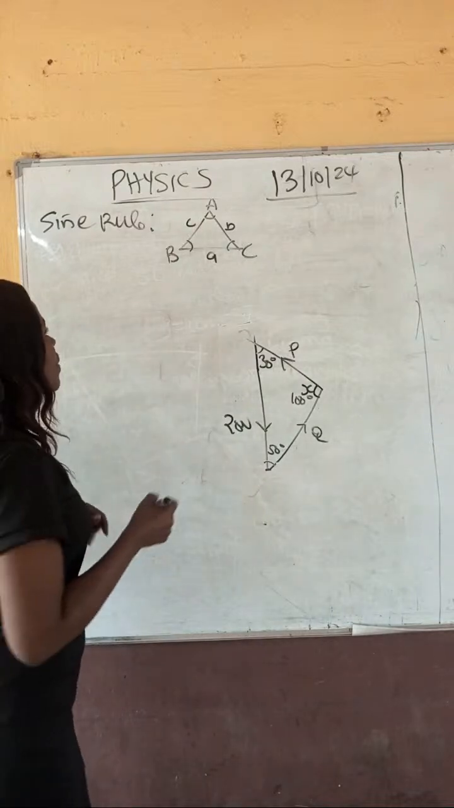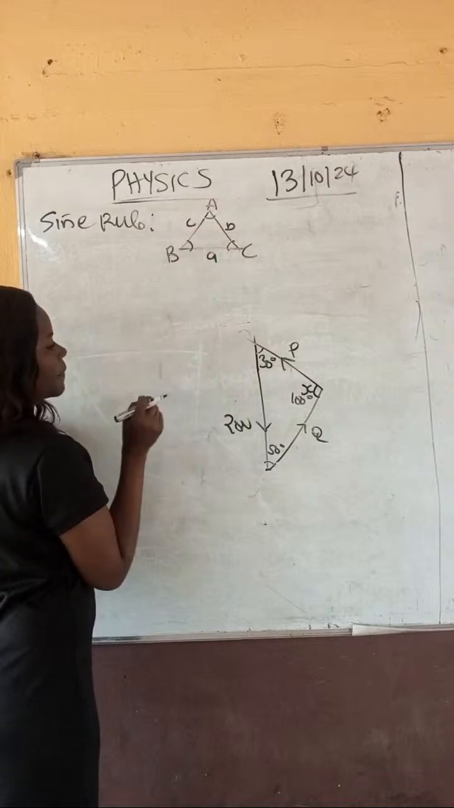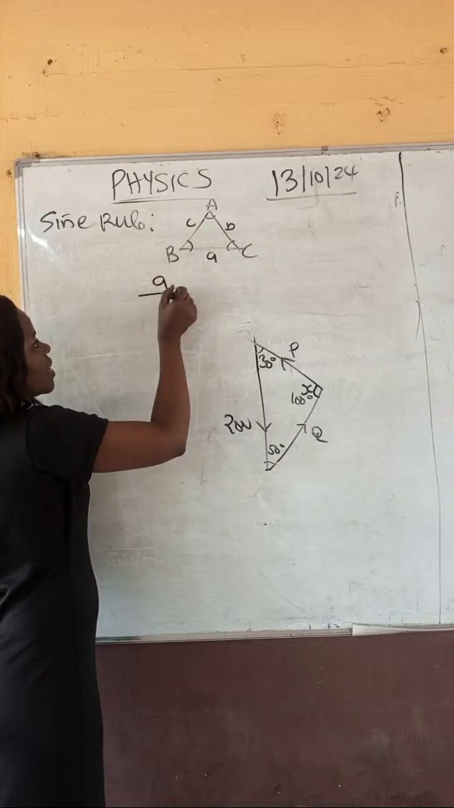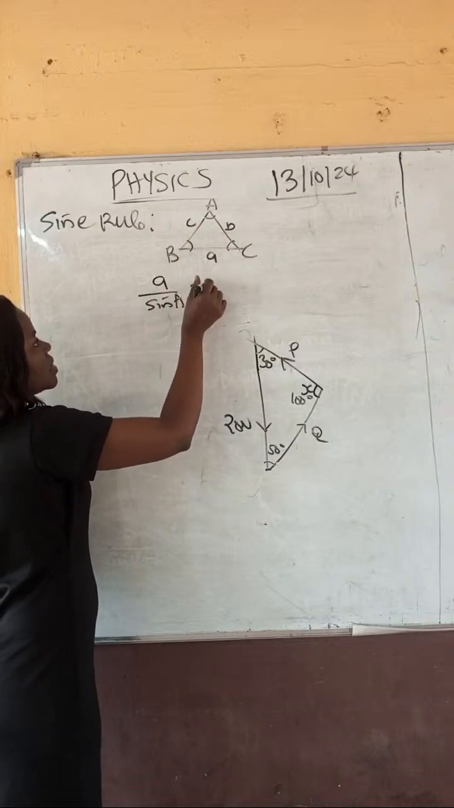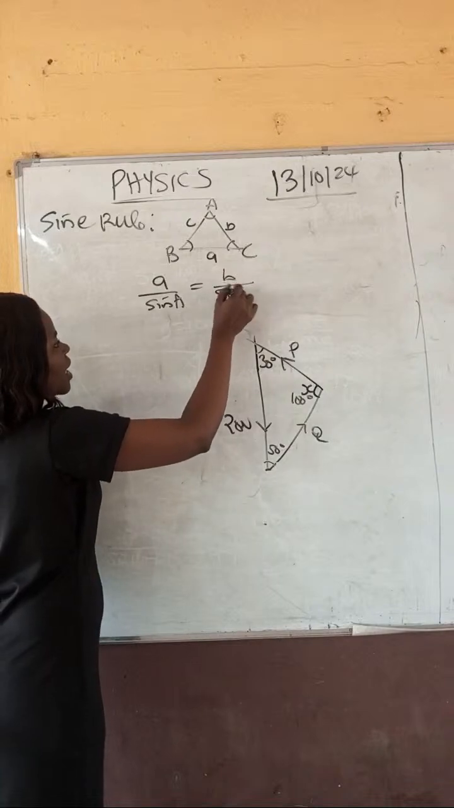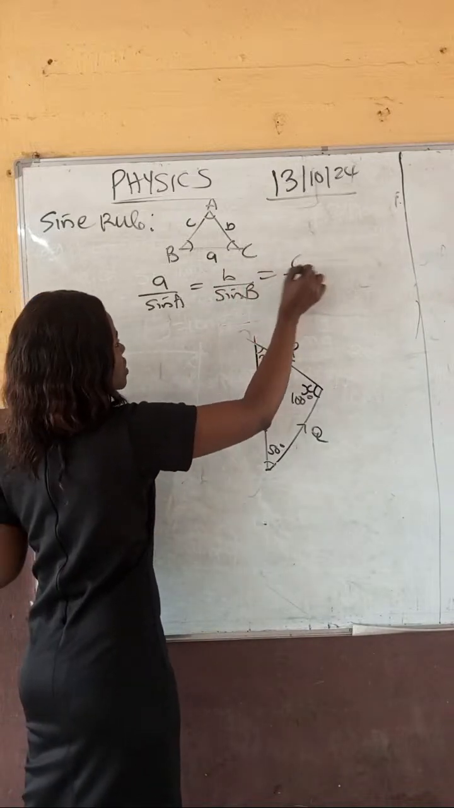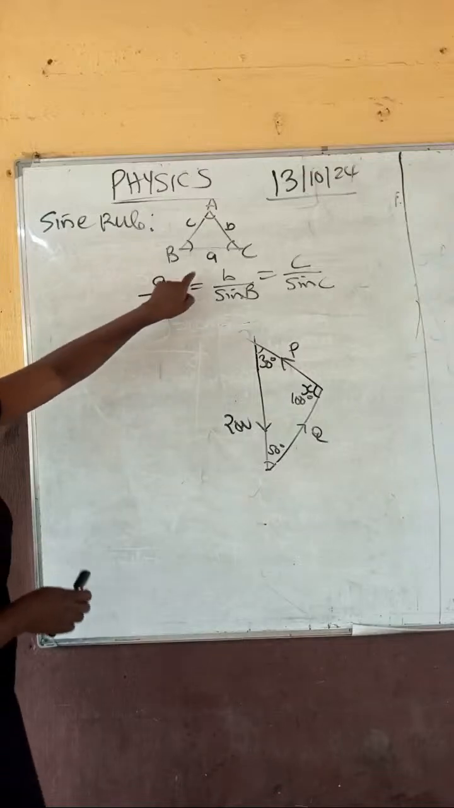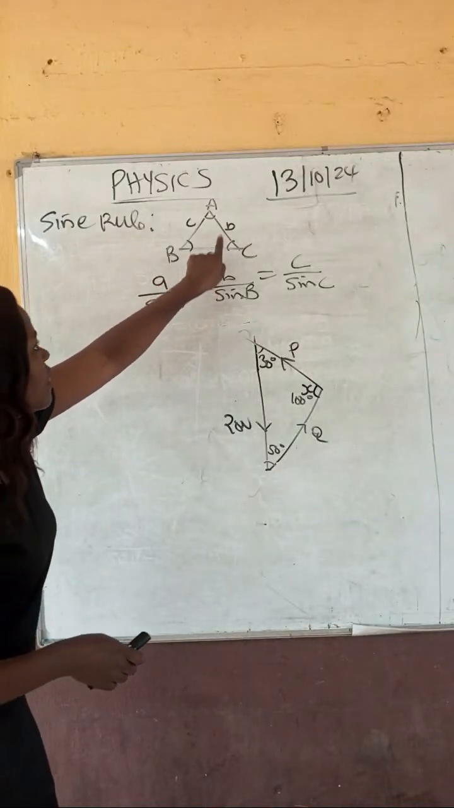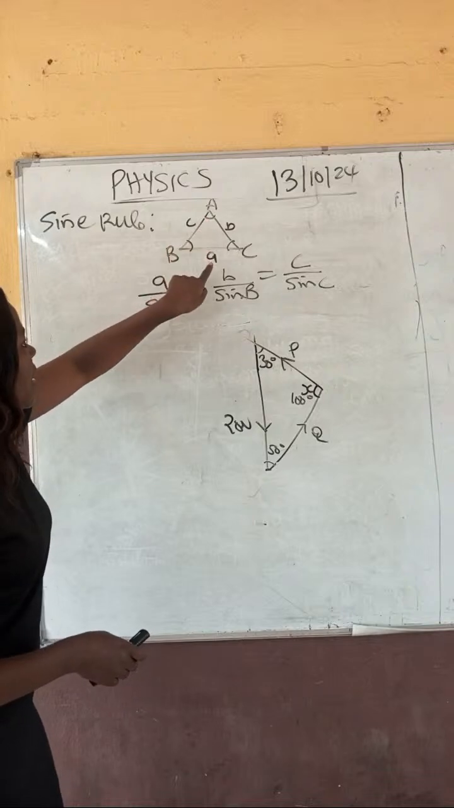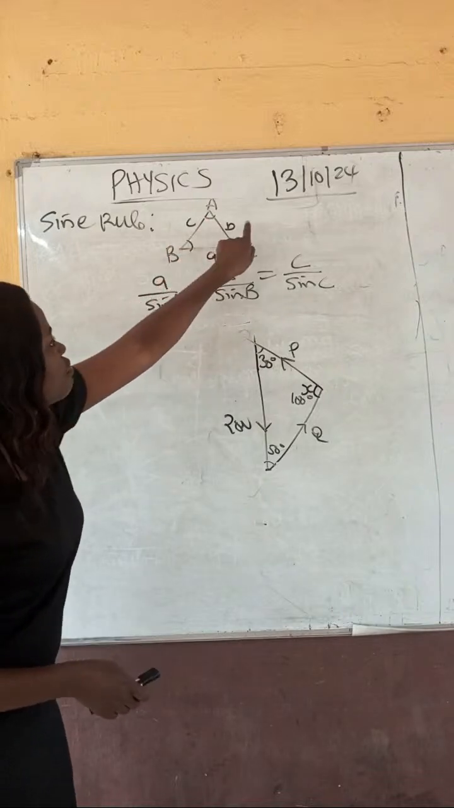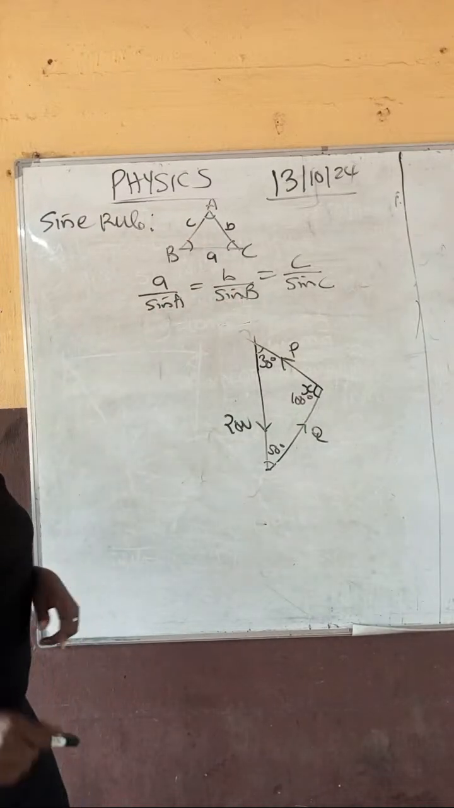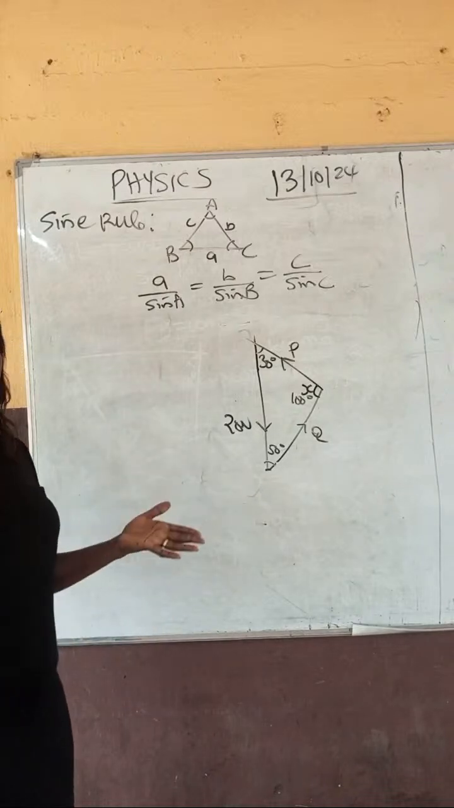Now, the sine rule goes this way. a over sine A. What do I mean? The side first, divided by the sine of the angle facing it. So that is a over sine A is equal to b over sine B is equal to c over sine C. Do we get it? The side first divided by the sine of the angle facing it. So that is what I mean. If I use that concept here, you're going to get what you're looking for.